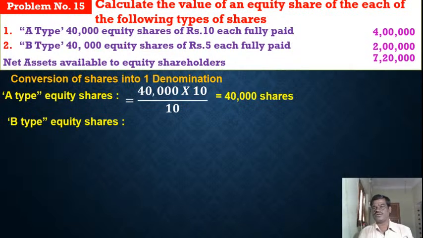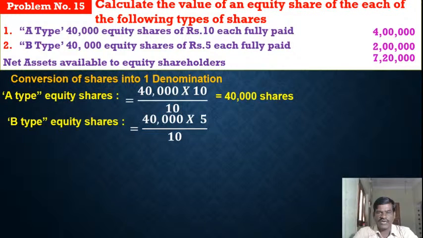Actually, there are two different face values. In A type of share the face value is 10. In B type of share the face value is 5. Now rupees 5 can be converted into 10. Please keep in your mind, rupees 5 can be converted. Now in this problem we convert rupees 5 into 10. How to calculate? Automatically the number of shares will change.